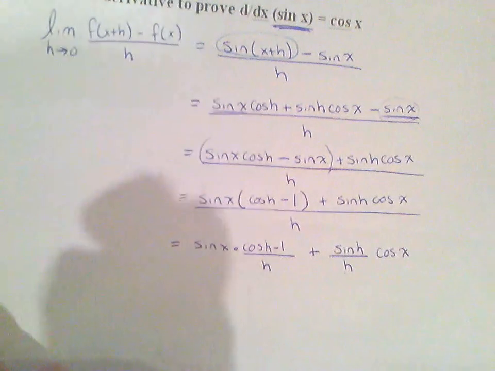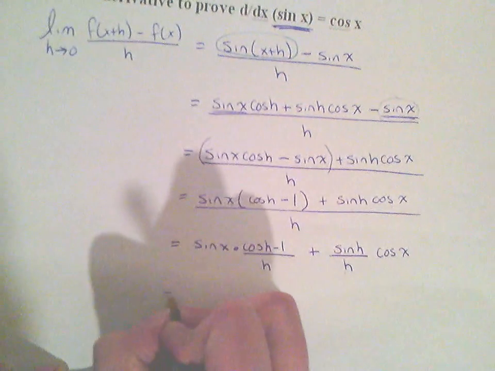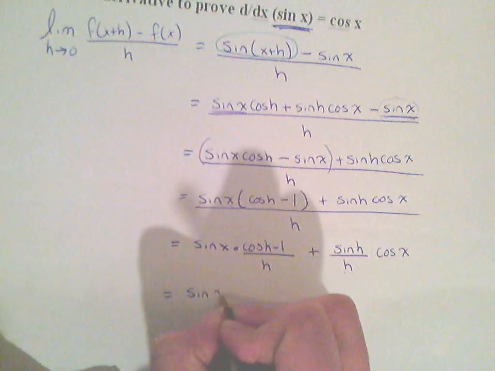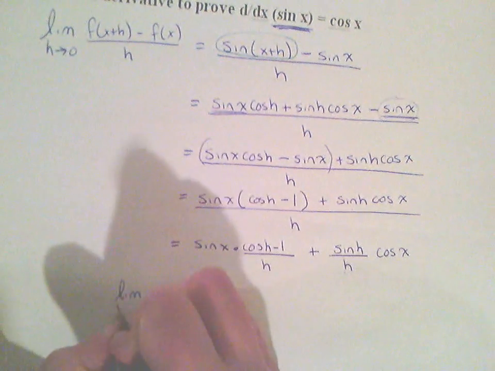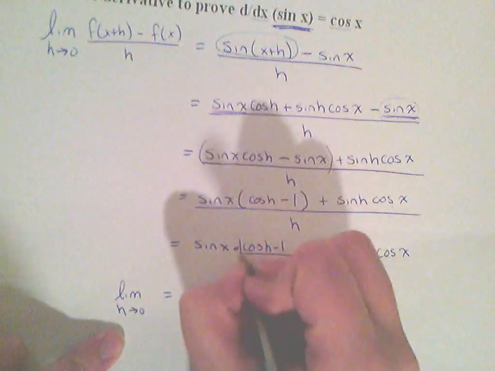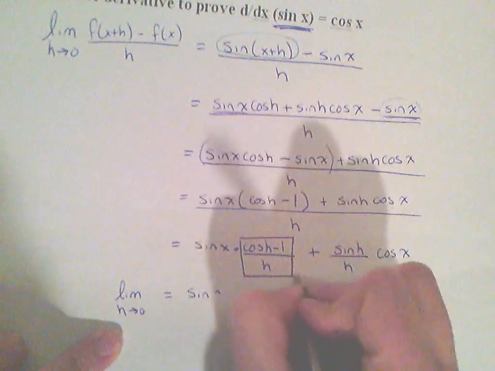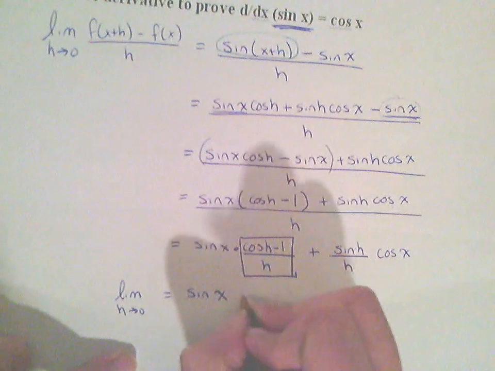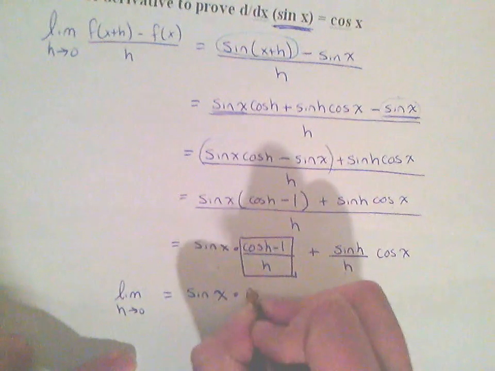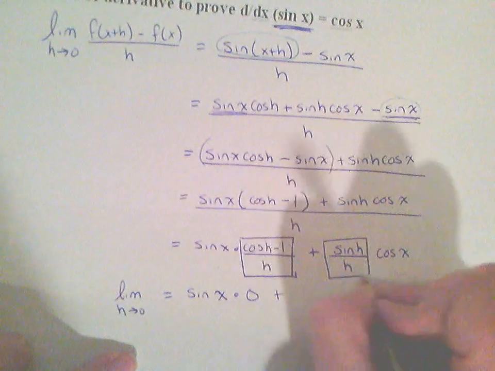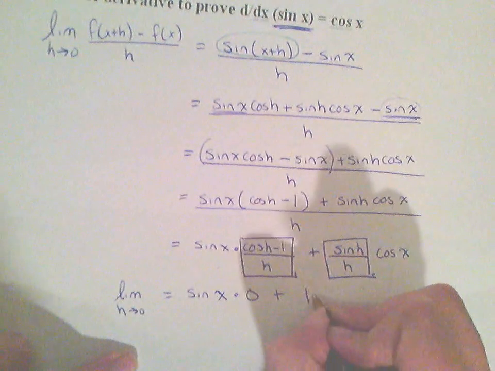So now, what am I left with? Sine of x times the limit as h approaches 0, right? So we know, what is the limit as h approaches 0 of this guy? It's 0. Plus, what is the limit as h approaches 0 of this guy? It's 1.